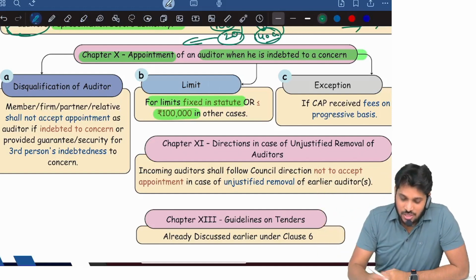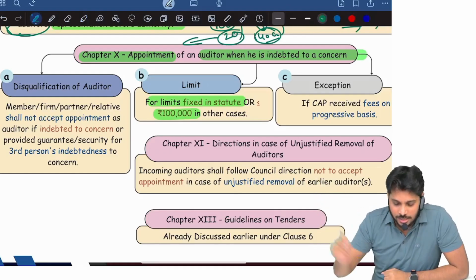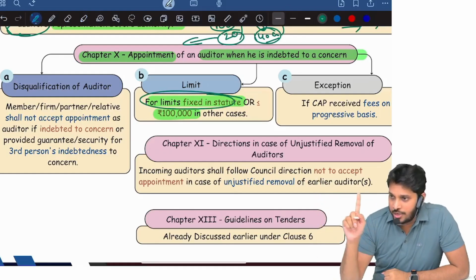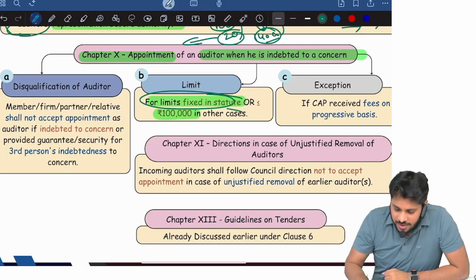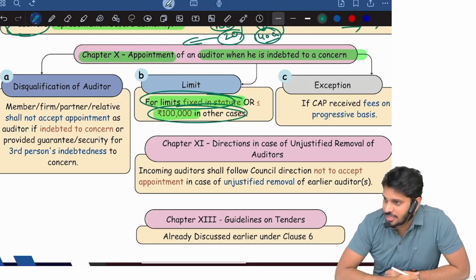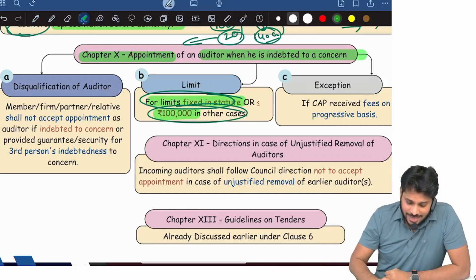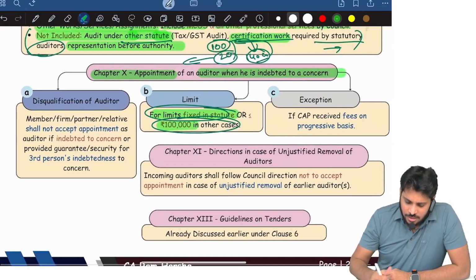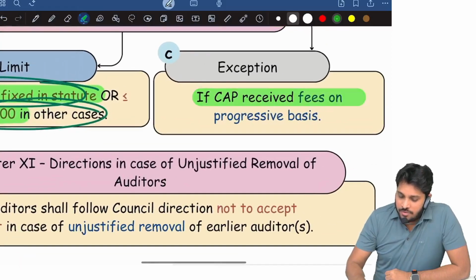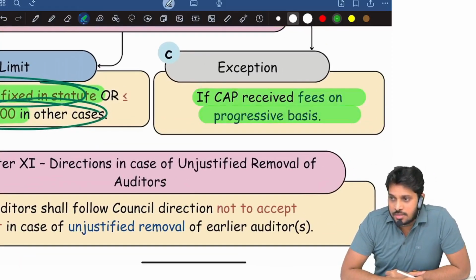But actually higher or lower, that interpretation is not correct. So the limit specified in the statute, that you need to check. If there is no limit in the law, then the 1 lakh limit is applicable. This is the correct interpretation. Are you clear? Next, disqualification. If indebted to a concern, obviously you are disqualified. Exception: if you are receiving fees on a progressive basis, that's not indebtedness. Suppose you are receiving fees completely in advance, that's again indebtedness.